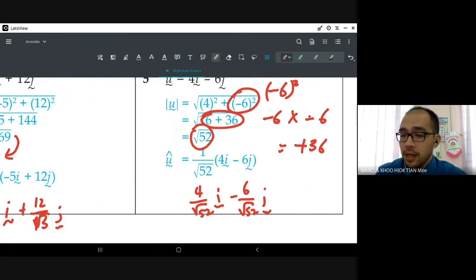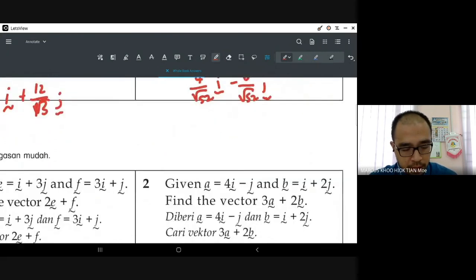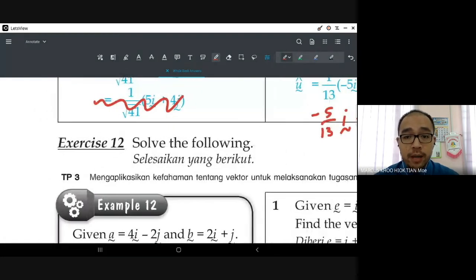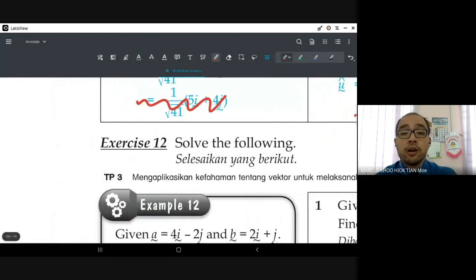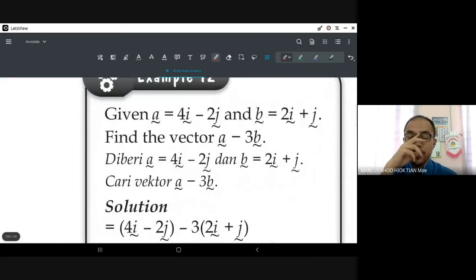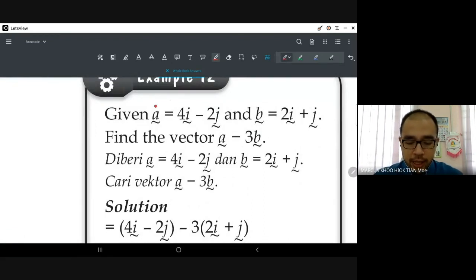Okay, now one last part. We're going to talk about one last part and then this one. So now we're going to solve simple vectors. Okay, and this is like a combination of what we learned yesterday. Now we come to a situation where we want to use operations on different vectors. So for example, in this one, vector A and then vector B, and then they ask you to find the vector of A minus 3B.